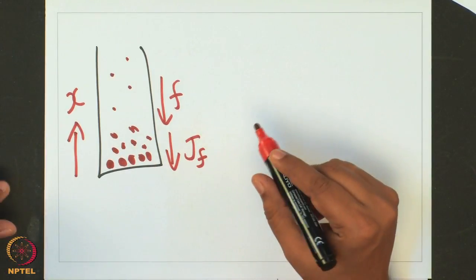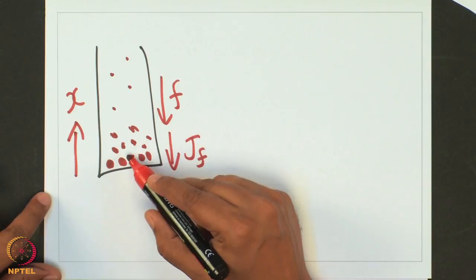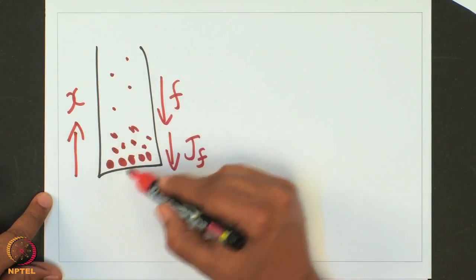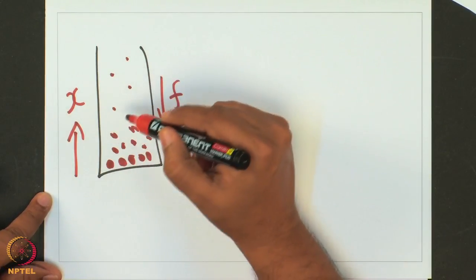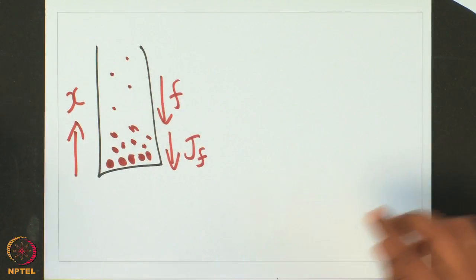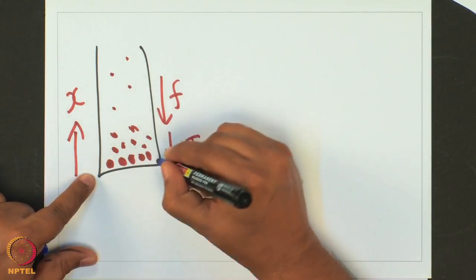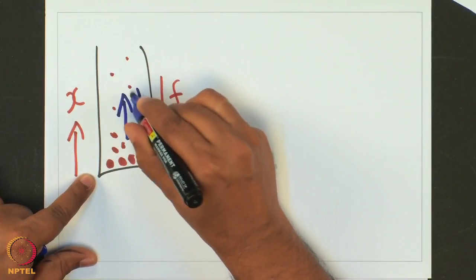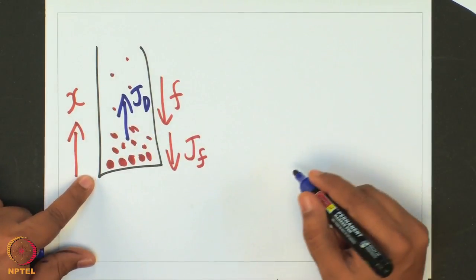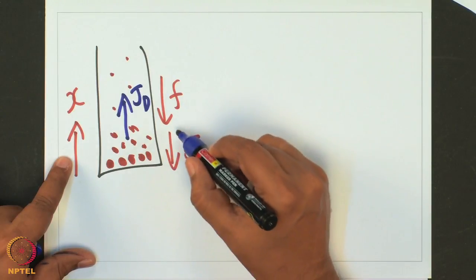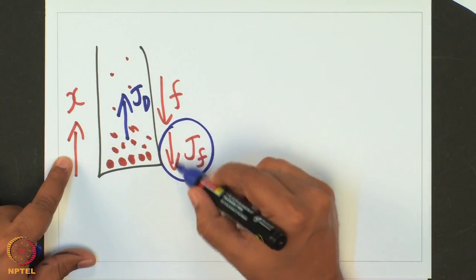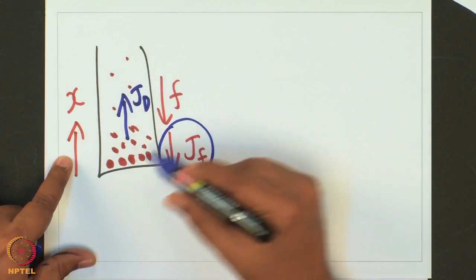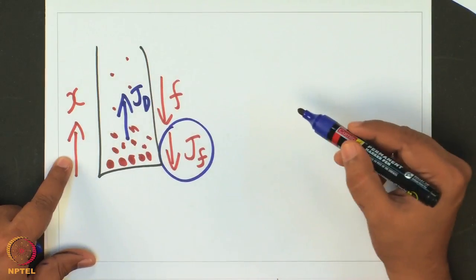Once this happens, you have a higher concentration here and lower concentration here. So, when there is a higher concentration here and a lower concentration here, there will be a diffusive flow in the opposite direction. So, there will be a flow due to force F in this way, but there will be a diffusive flow Jd in this direction. So, there will be a flow due to external force, which is sedimentation in this way, and there will be diffusive flow in the opposite direction from higher concentration to lower concentration.